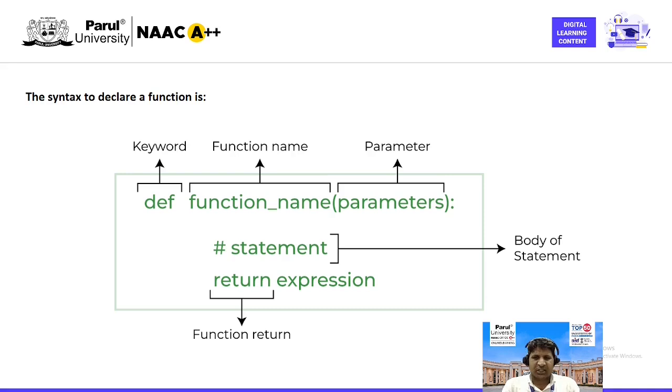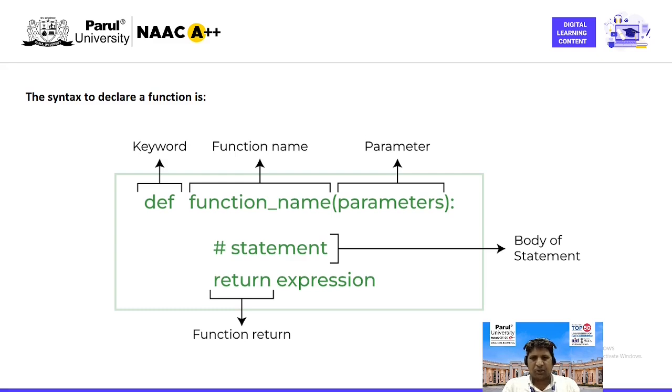The syntax to declare a function in Python. Suppose we want to create a user defined function in Python, so we have to use this syntax to define a function. First of all, we need to write the def keyword. Def is a case sensitive keyword, and we always write it in small letters. And then we write the function name.